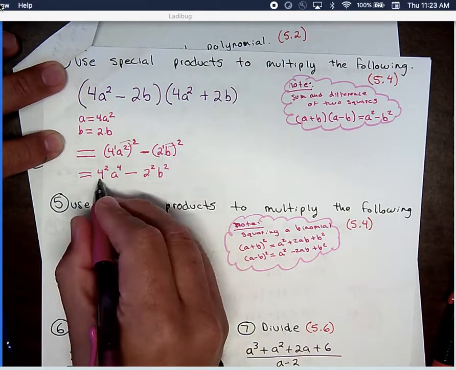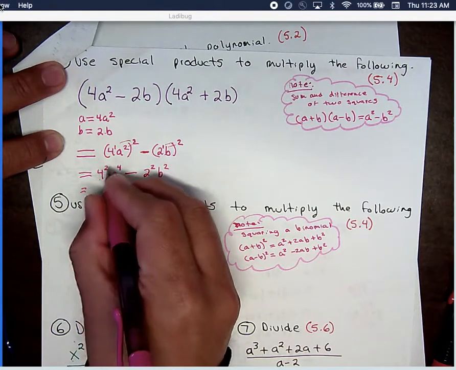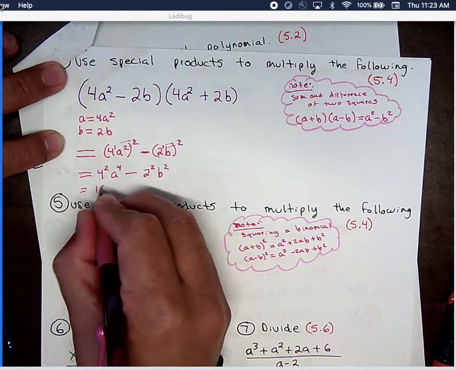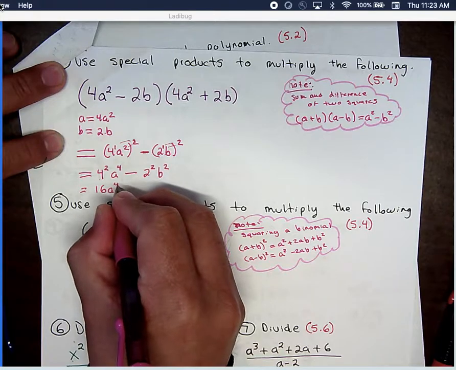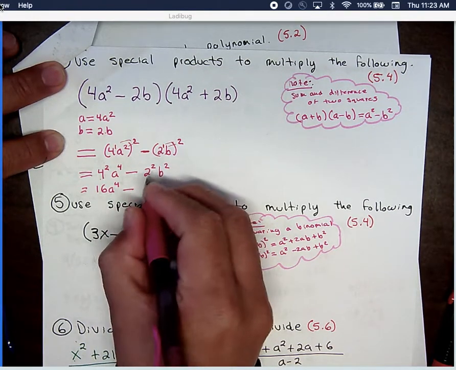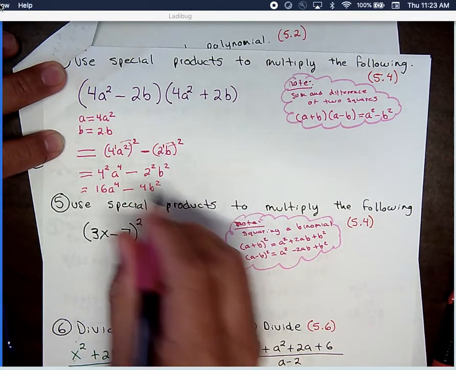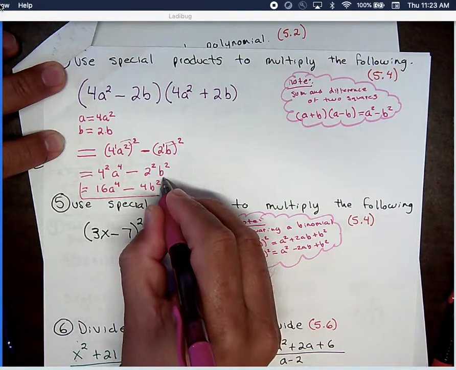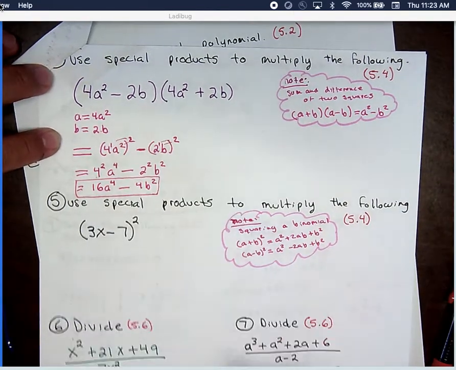And then simplify. So 4 squared is 16. That one stays. Minus 2 squared is 4, and then that one stays. And that would be the answer for that one.